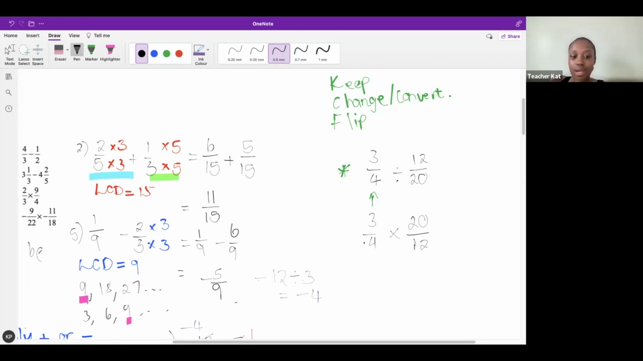So you go back to: are there any common factors between 3 and 12? I'm pretty sure there are, right? Yes, so 3 goes into itself once and into 12 four times. Nice. 4 goes into itself how many times? Once, and into 20 five times. Okay, so then my answer is, what's 1 times 5?